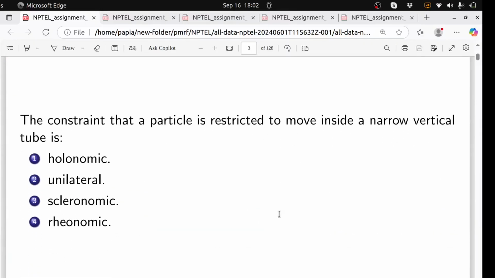Okay, so this is a question: the constraint that a particle is restricted to move inside a narrow vertical tube is. Okay, so let me write here.